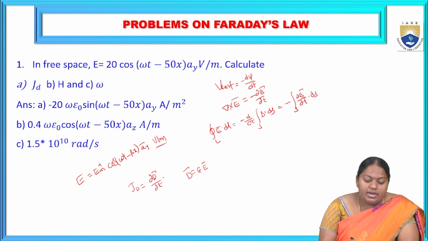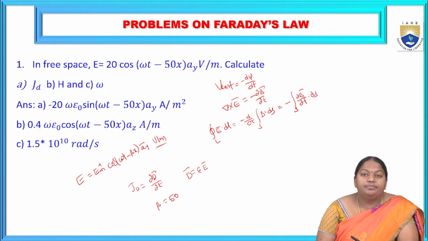Now, E is given as 20 cos omega t minus 50 x ay. So Em plus, the magnitude of the vector E, is 20, and the phase function is cos of omega t minus beta x into ay. From the given data, Em plus is equal to 20 and the beta value is 50. Based on this, we need to find the displacement current density in the first case, and then H, the magnetic field intensity.